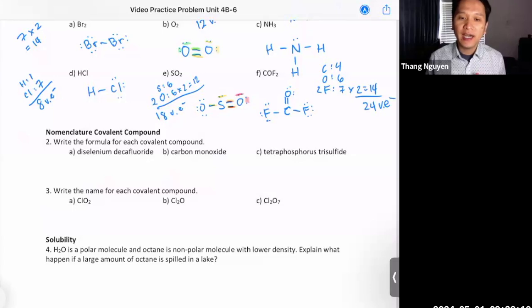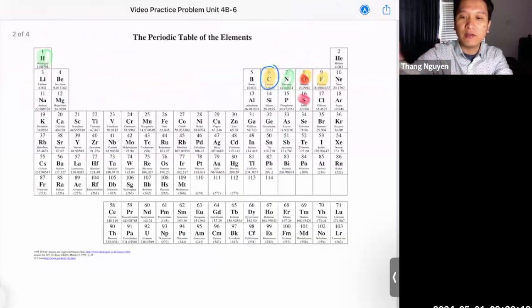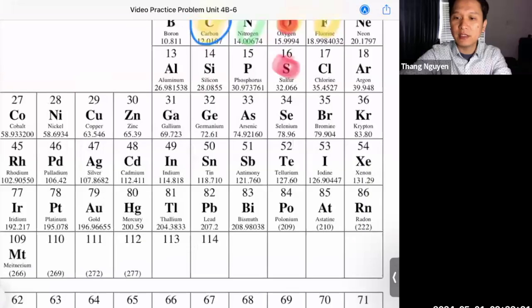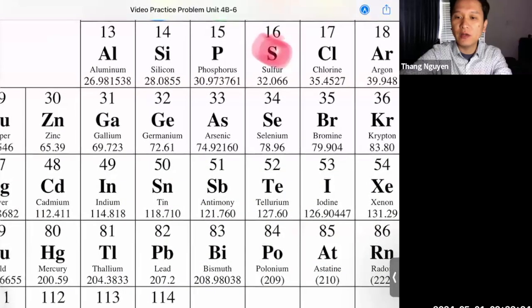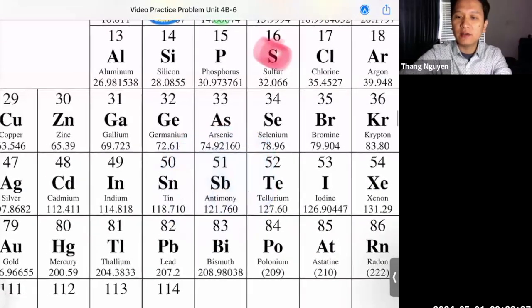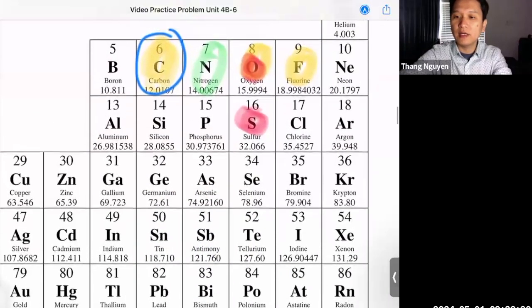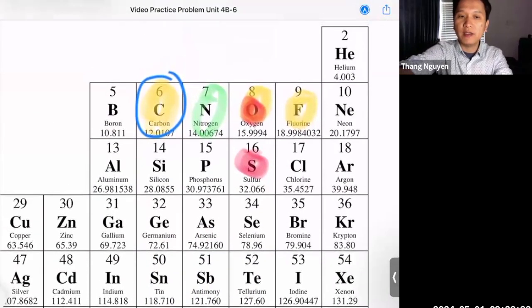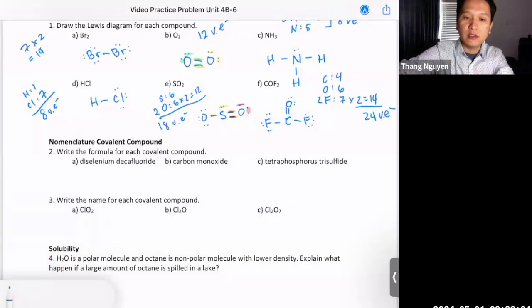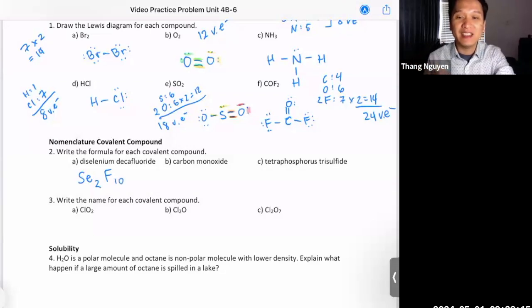Okay, so in this case, diselenium decafluoride. We just have to know the prefix, di meaning 2, right? And selenium, so we have to go find where selenium is. Selenium is right there, element 34, so its abbreviation is Se. Fluoride, we probably know because it's a common one. We keep on using that. So that's F, element 9. Selenium is Se, di means there's 2 of them. Fluoride is F, and deca means there's how many? 10. So this formula is Se2F10.